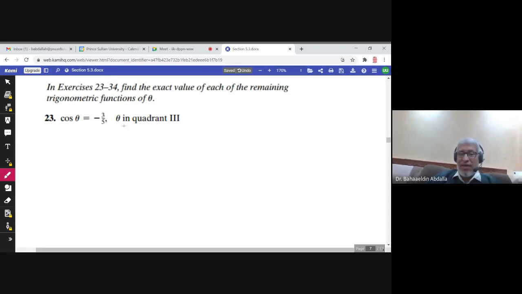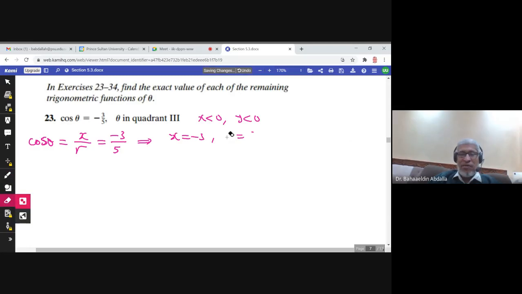He told me here that theta is in quadrant 3. If theta is in quadrant 3, then x is negative and y is negative. He told me that cosine theta is negative 3 over 5. But cosine theta, I know that it is x over r. I know that r is always positive, so it would be 5, while x could be negative, and in fact, in this case, it is negative. So I take the minus sign with the 3. So this means that x is negative 3 and r is 5.